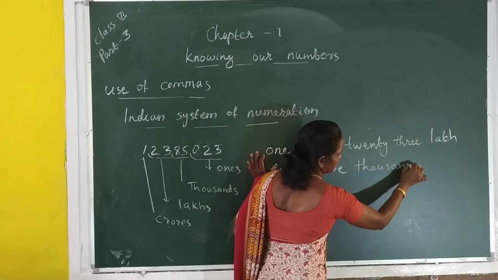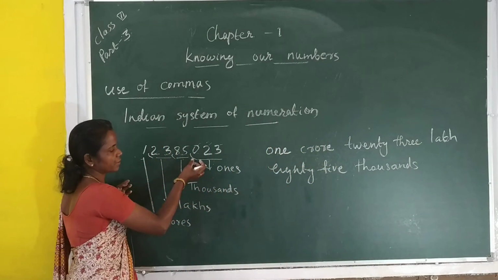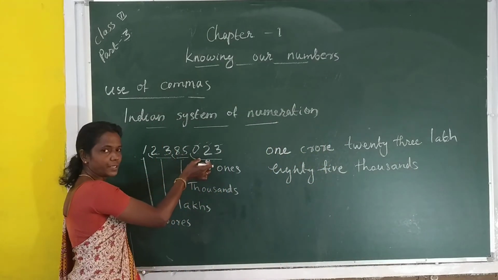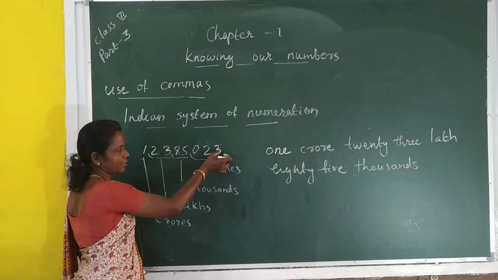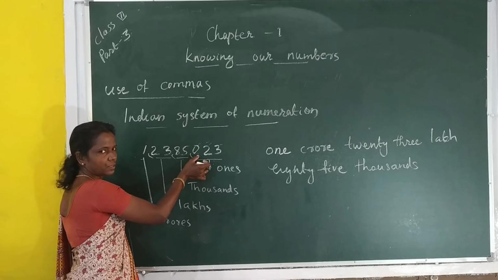85,000. The next period, you listen here. Here we read. Then how many digits? 3 digits. 1, 2, 3. How to read this number? How to read?